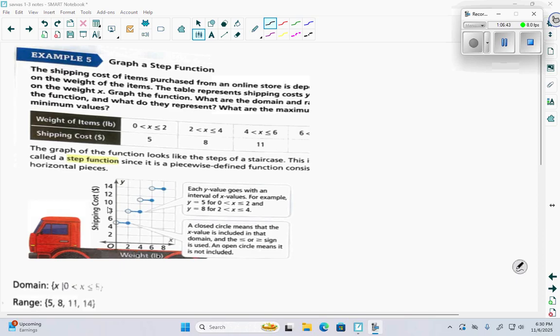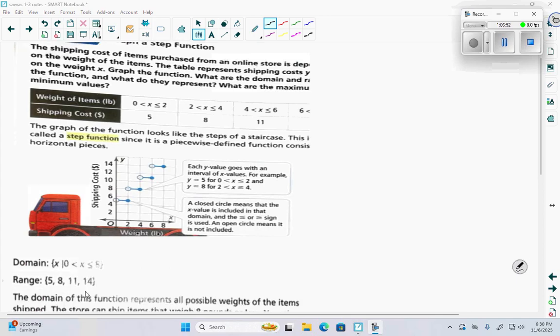So this one was at 5, this one was at 8, because there wasn't one at 6, there wasn't one at 7, so we don't list those for the range. There's breaks in between, so you just use commas.